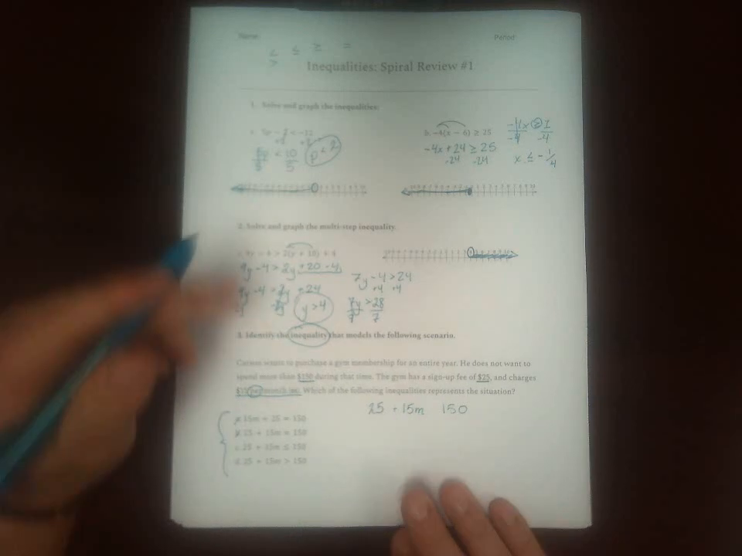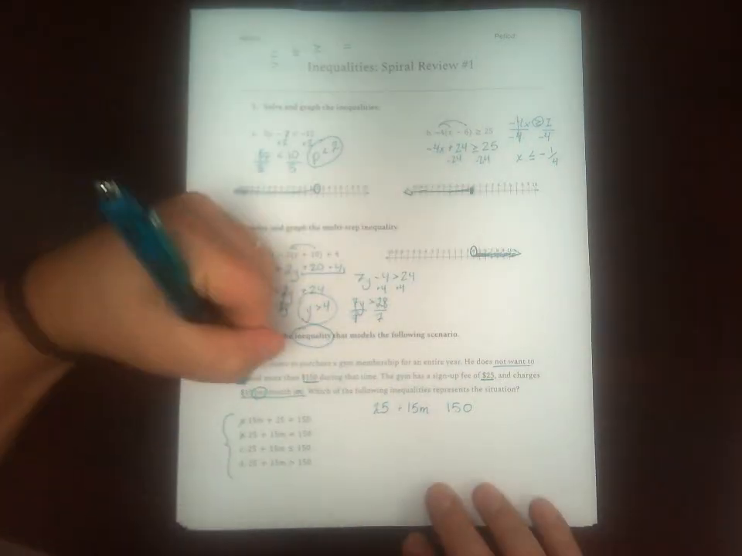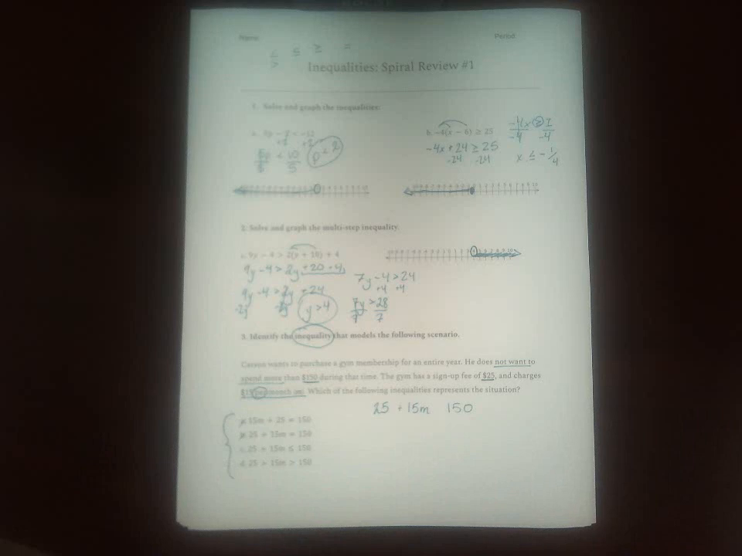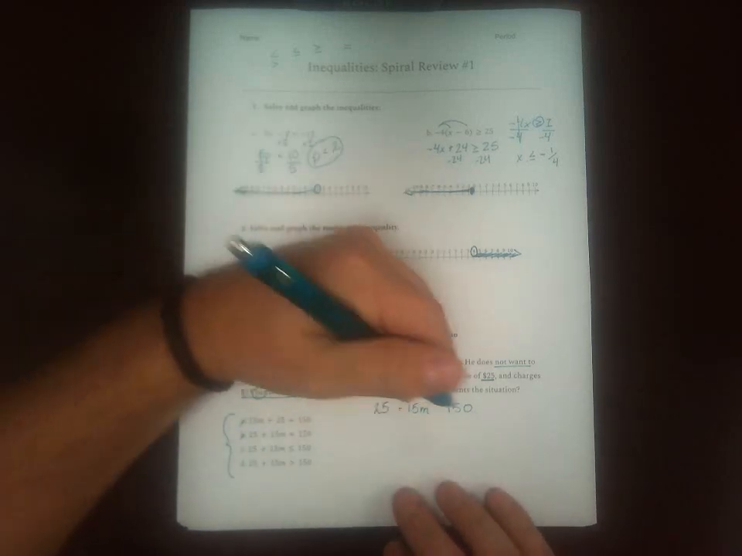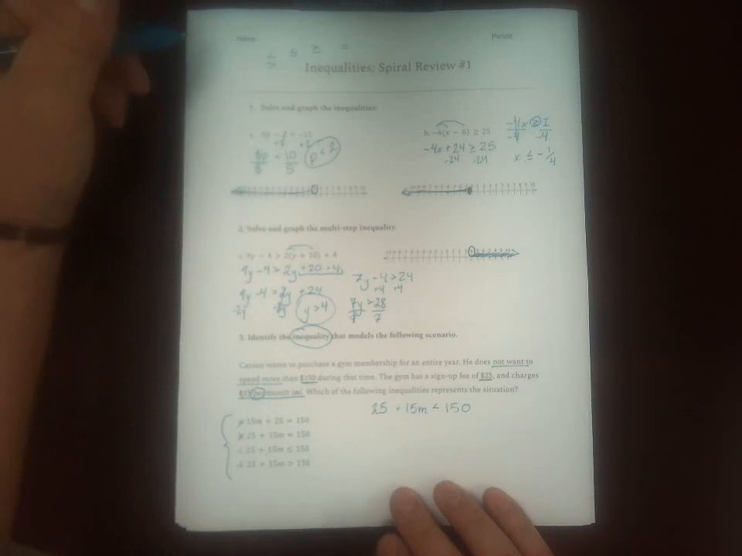All right. Now, what goes in between here? Well, think about what it is. Does he want to spend more than 150 or less than 150? Okay, yeah, so he does not want to spend more, meaning he needs to spend less than 150. So we're going to say that this is less than $150. However, let's add one more thing to it.